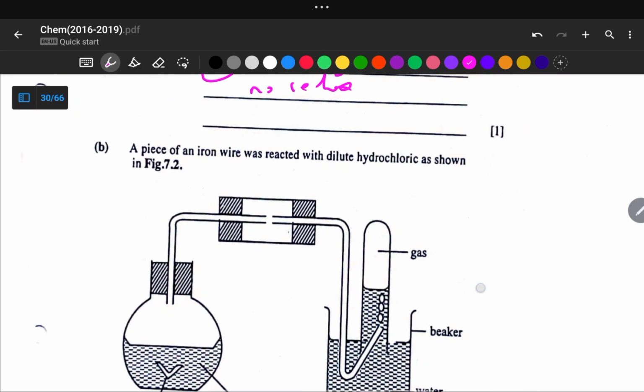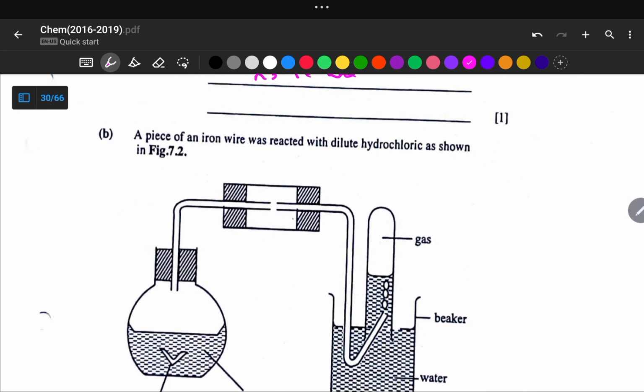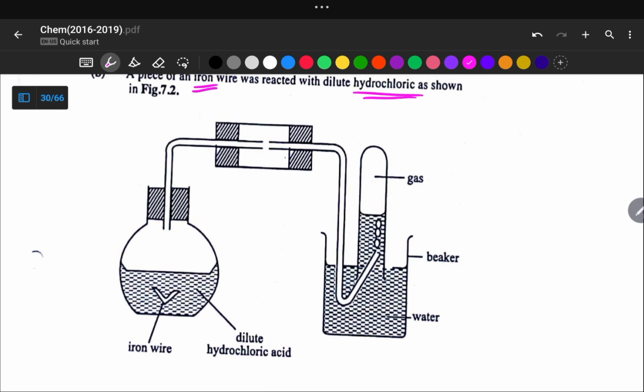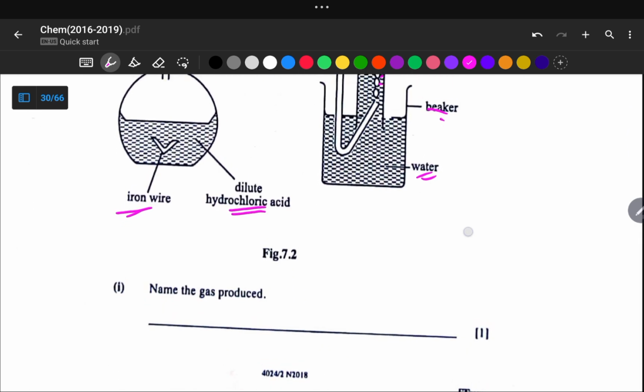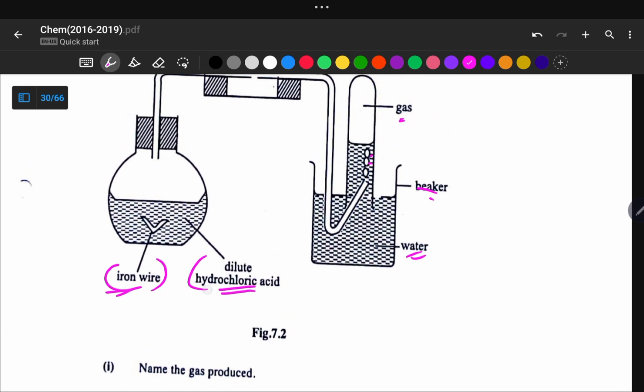And then we now move on to B. B says a piece of iron wire was reacted with dilute hydrochloric acid as shown. Here is a piece of wire reacting with dilute hydrochloric acid, and the gas is obtained using downward displacement of water, with the gas bubbles, the beaker and the water. Name the gas produced. A metal with an acid produces hydrogen gas. So it's iron plus hydrochloric acid to give iron(II) chloride plus hydrogen gas.